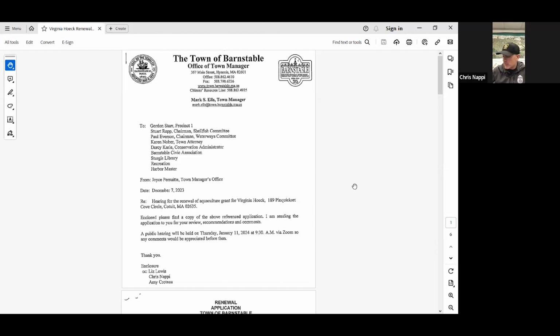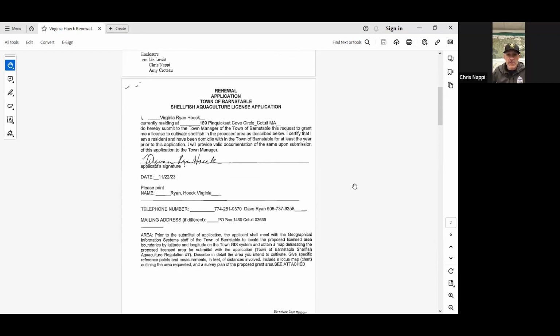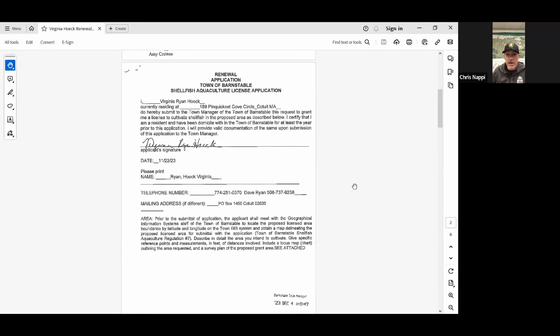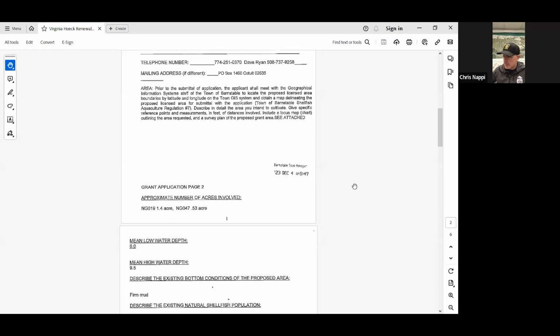We're meeting today for the hearing for the renewal of the aquaculture grant for Virginia Hoeck of 189 Pinquisset Cove Circle in Cotuit, Mass. As you can see, Virginia's application for renewal is up on the screen here. I'll just go through that briefly, and we'll have any comment after that.